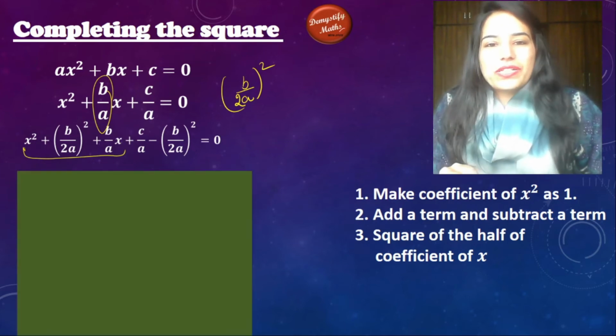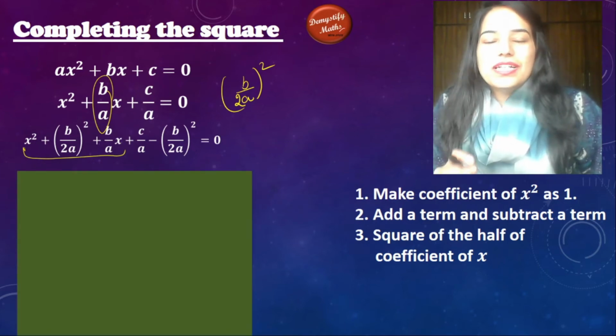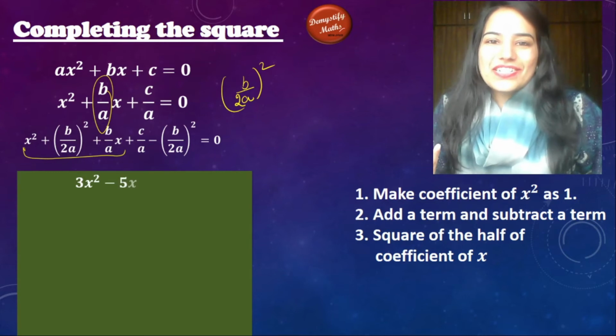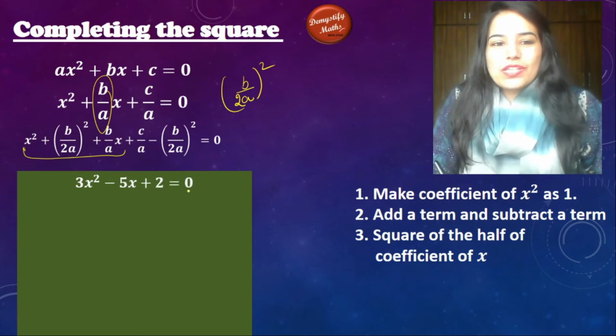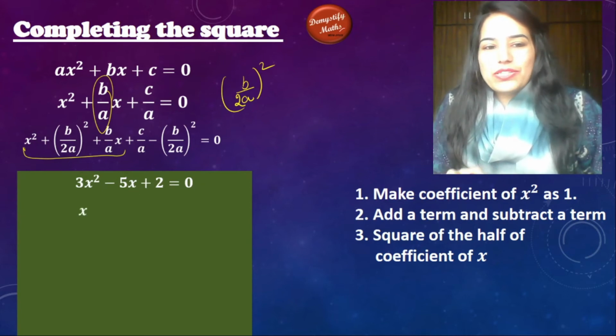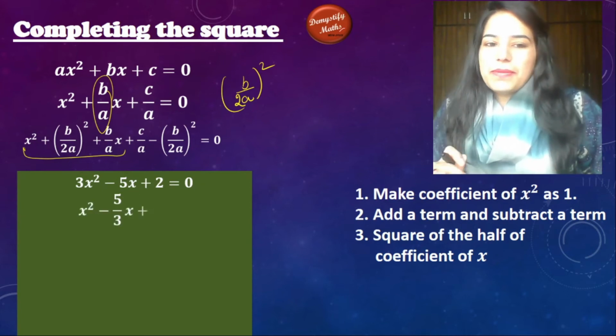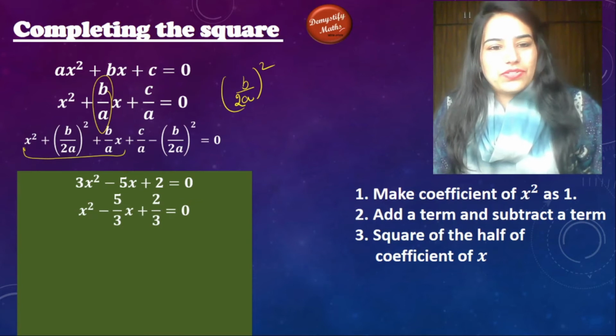Now let's try on a question. Let's try with numbers. Then it becomes easier and clearer to you. So 3x² − 5x + 2 = 0. First step, divide throughout by 3. x² − (5/3)x + 2/3 = 0.